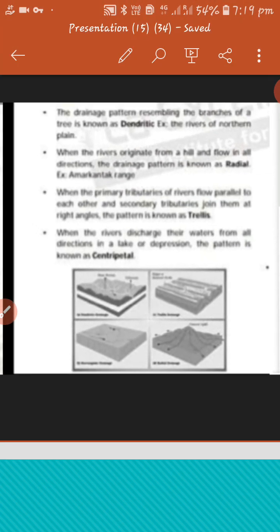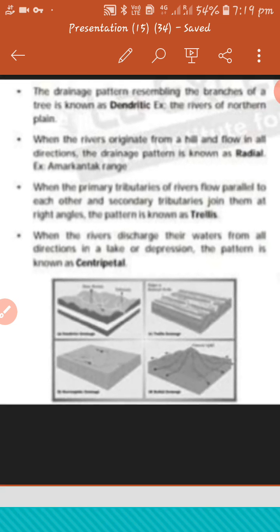Now, the drainage system or pattern resembling the branches of a tree, that is following a grid system or a network or a meshwork, is known as dendritic, that is, the rivers of the northern plain. When the rivers originate from a hill and flow in all directions, the drainage pattern is known as radial drainage pattern, that is, the Amarkantak range.